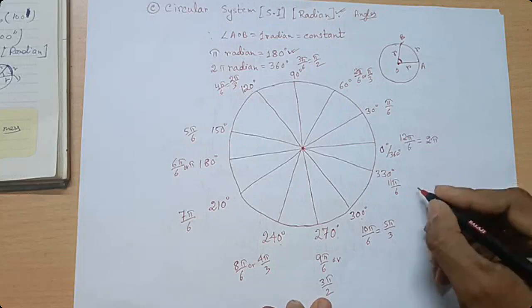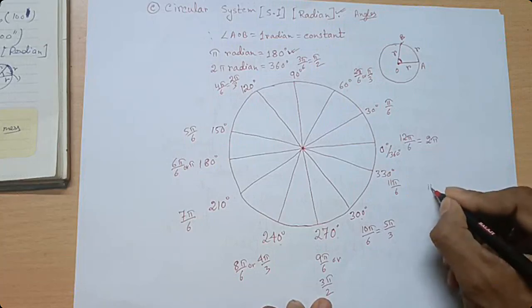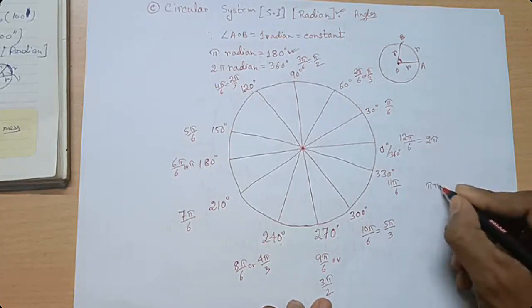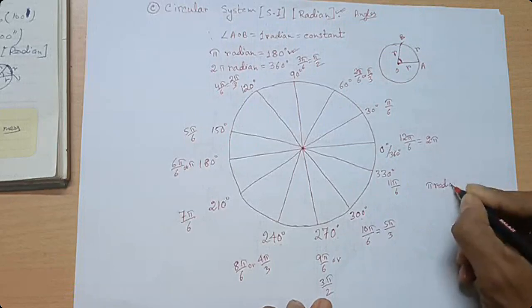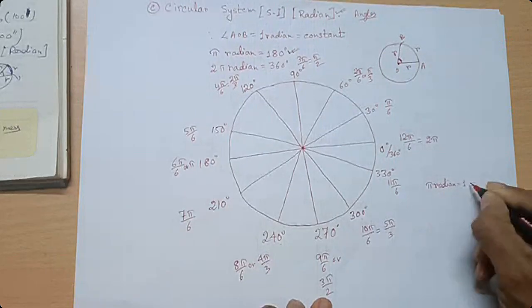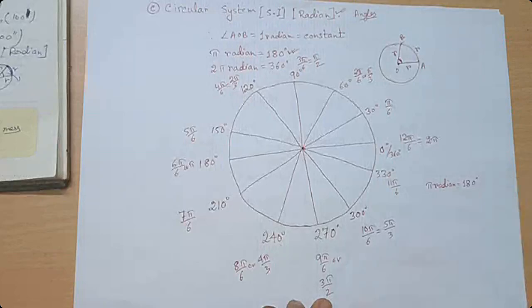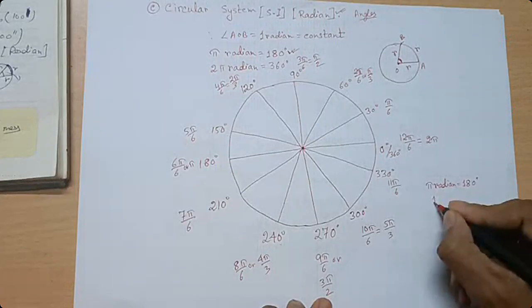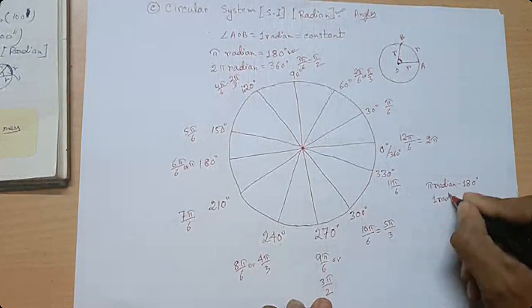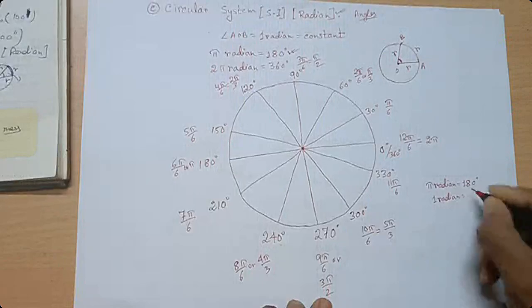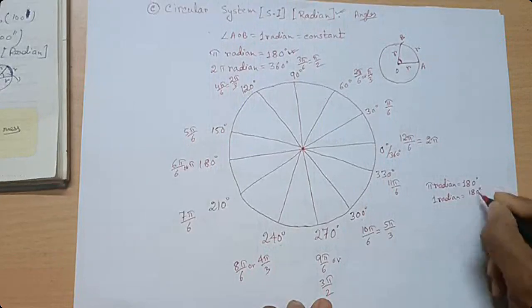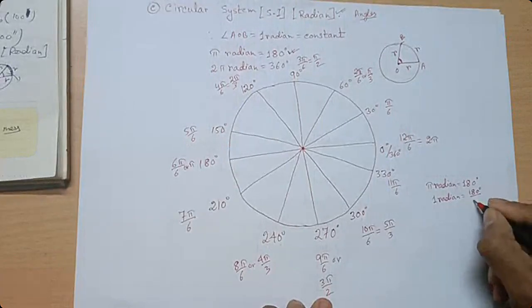And whatever we get in this relation, we will use this: pi radian equal to 180 degree. This is very important. Pi radian is equal to 180 degree. Whatever you want to find, there is 1 radian. You can find that 1 radian. 1 radian is equal to 180 degree by pi.